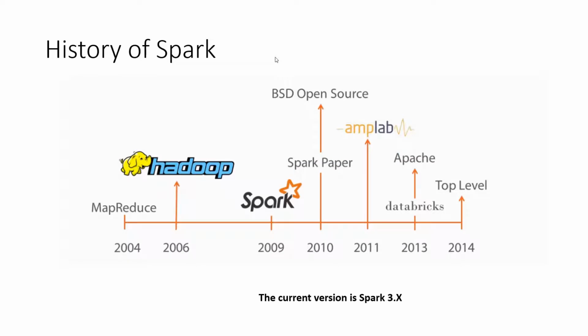We have learned about MapReduce in the lectures. The MapReduce programming model was introduced around 2004 by Google. Then Apache Hadoop, the open source software, was built around this MapReduce model. Several years after Apache Hadoop, Apache Spark was introduced, and then after several years, Spark became a top level Apache software project. Now the current version of Spark is 3.12.